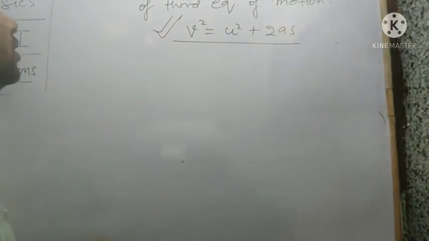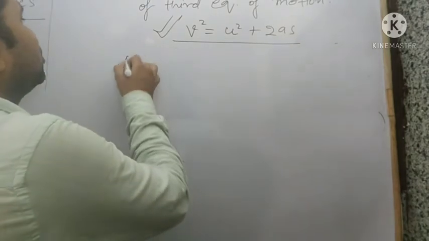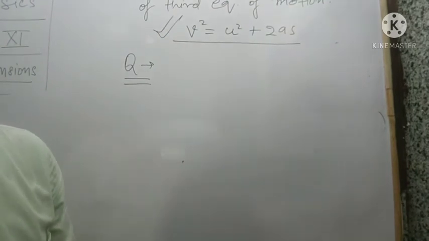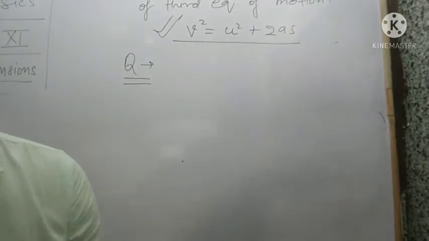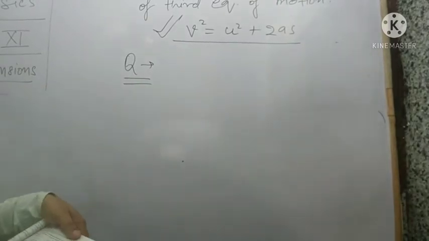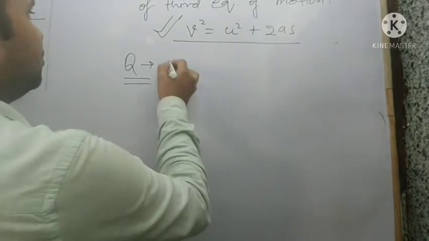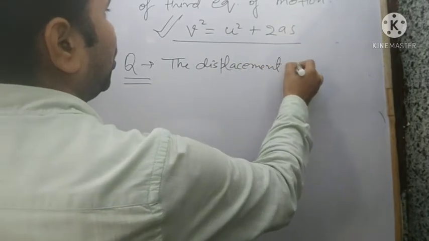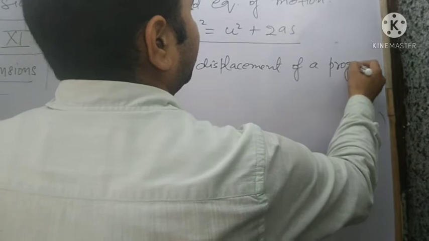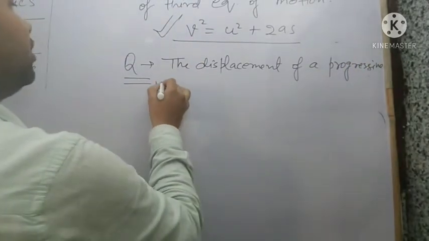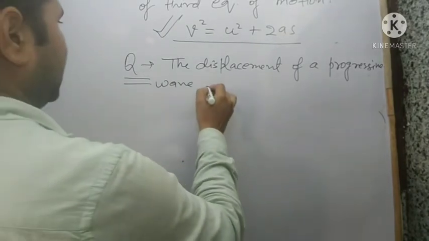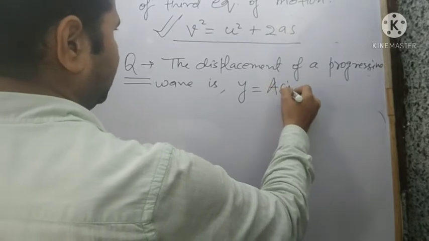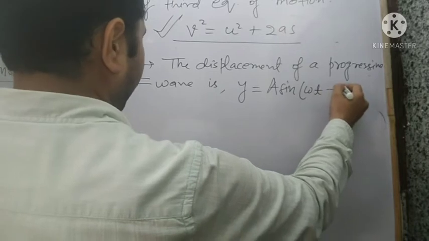Write down some homework, some question for the practice. Question लिखो. Write down the question now. The displacement of a progressive wave is y equals to a sin omega t minus kx.